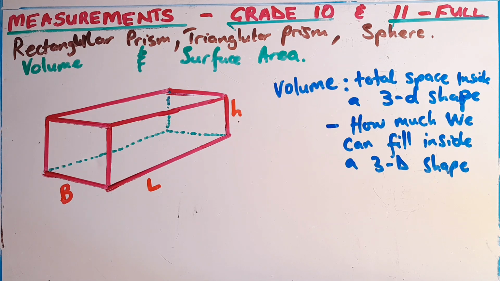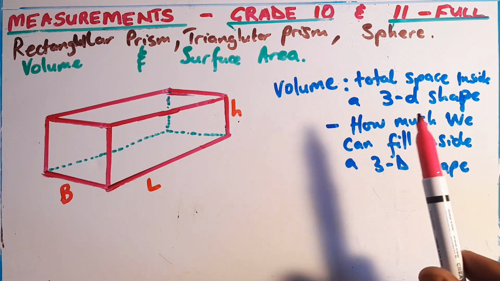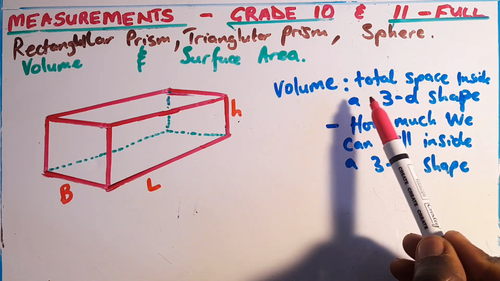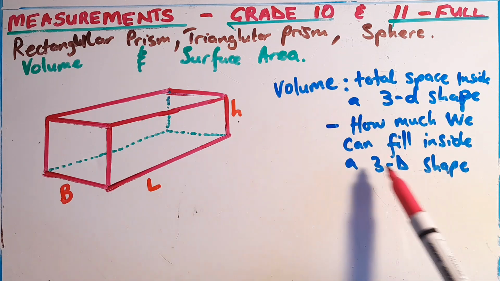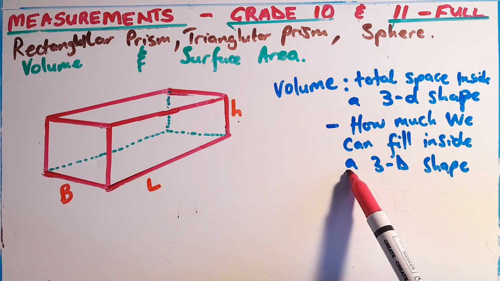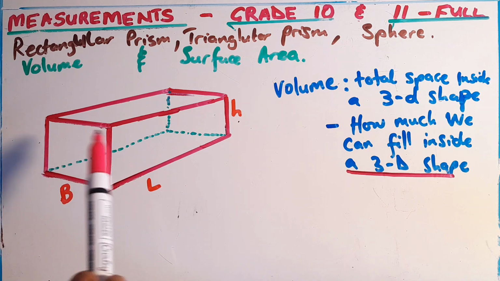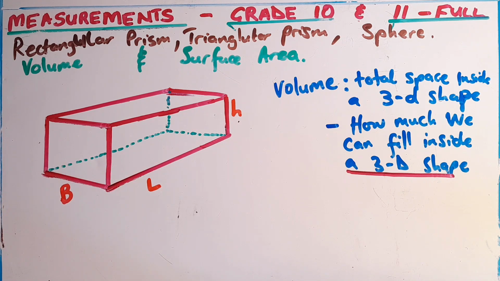So if you're trying to find the volume of a shape, before I go there, what is the volume? The volume is the total space inside a 3D shape. It's more about how much we can fill inside a 3D shape. Just like this shape, you can see I'm not a good drawer, but there is a space inside, right? So the volume is how much you can fill inside that shape.